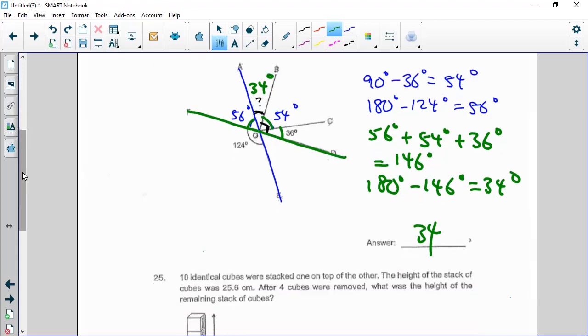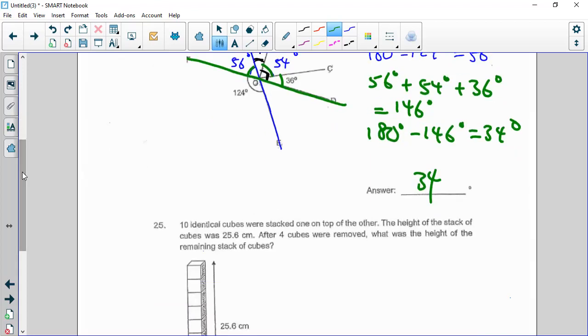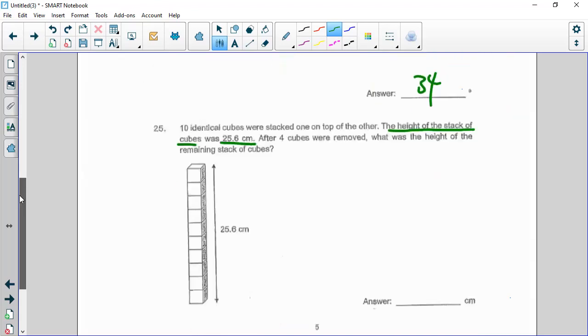Okay, question 25. 10 identical cubes were stacked on top of the other. The height of the stack of cubes was 25.6 cm. All right, then 4 cubes were removed. What was the height of the remaining stack? So you have 10 cubes, you can use the unitary method. Again, the unitary method. So 10 units is the height of 10 cubes, 25.6 cm. So can you find 1 unit or 1 cube? How high is 1 cube?